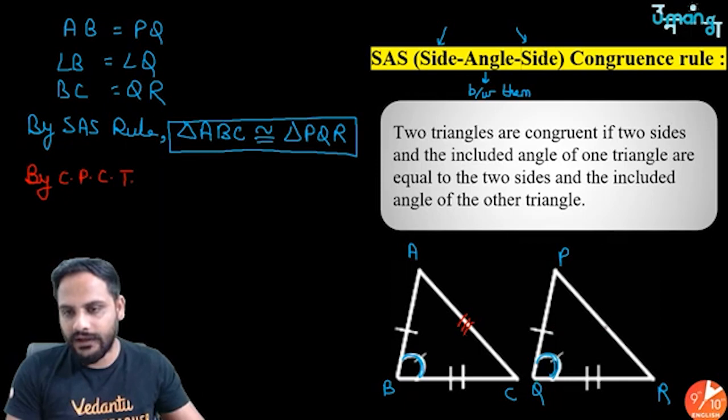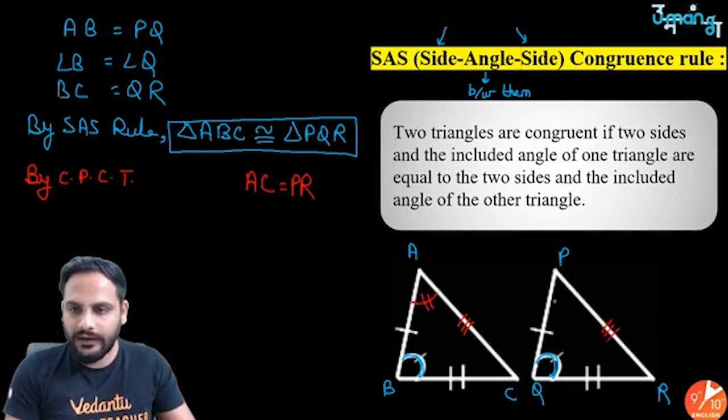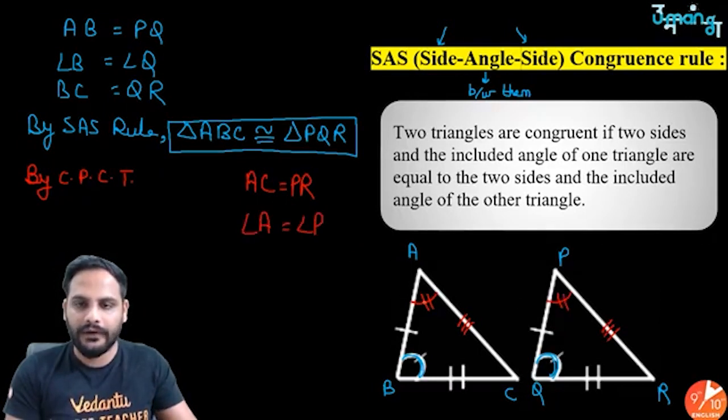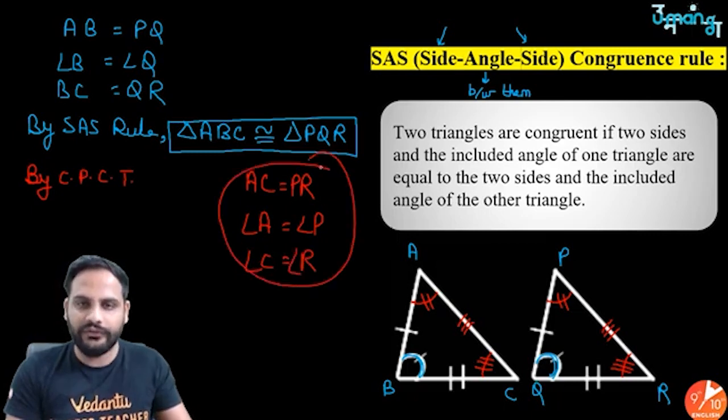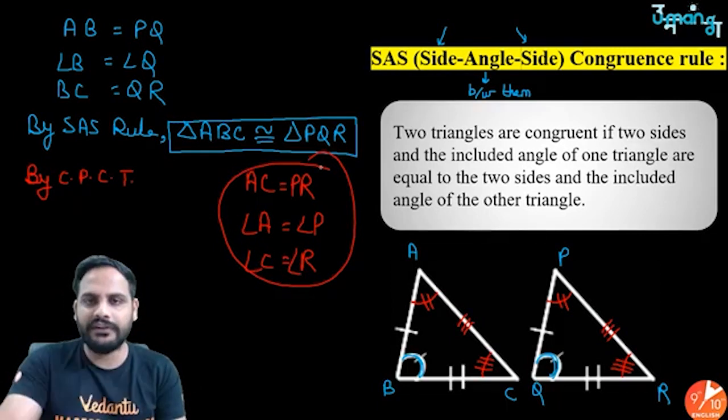So I can say AC is equal to PR. Then I can say angle A will be equal to angle P and angle C will be equal to angle R. So once I have got this result, I know these things are also true, and this result can be used for the upcoming problem or whatever is the next problem that we have to solve. Got it? So that is called CPCT.